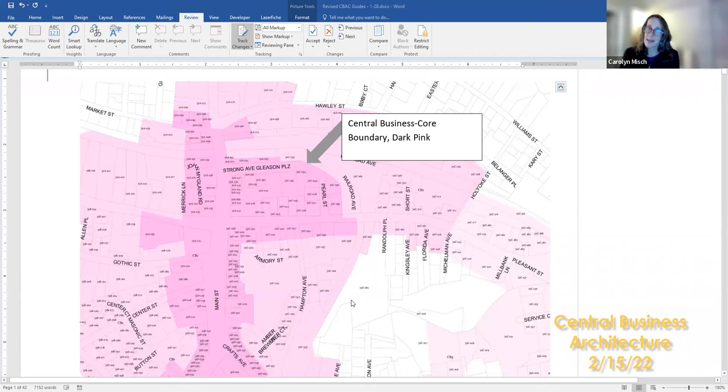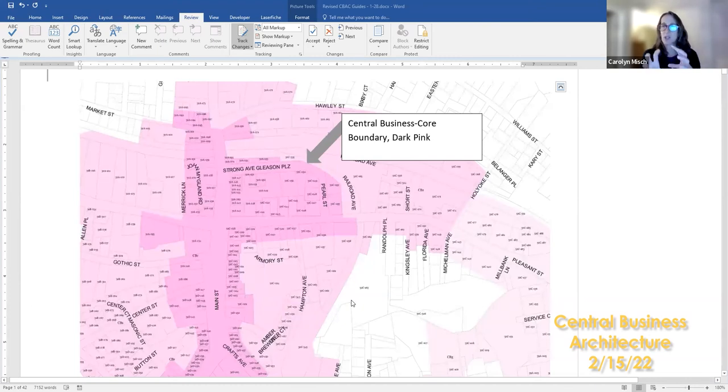Well, it is set up that way. So generally, the umbrella theme of a form-based code is that you have these character districts. And so we're defining these character districts by these three separate types of central business zoning. So we have the central business core versus central business side street.